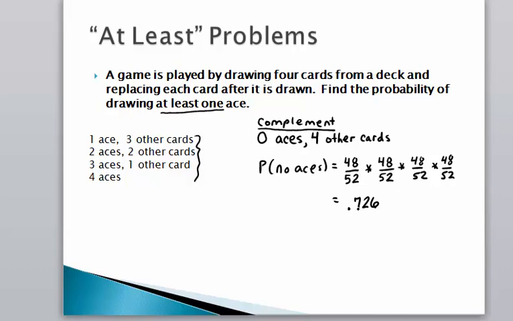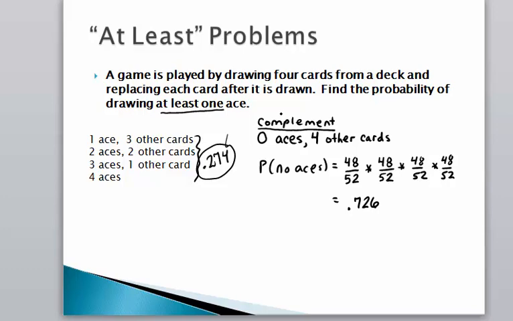In other words, if this is 0.726, then all of these options together have got to be 0.274. And this is based on the fact that when we look at all of these options together with the complement, we have looked at every possibility. And when we take the probability of every possibility and put them together, we should get 1.